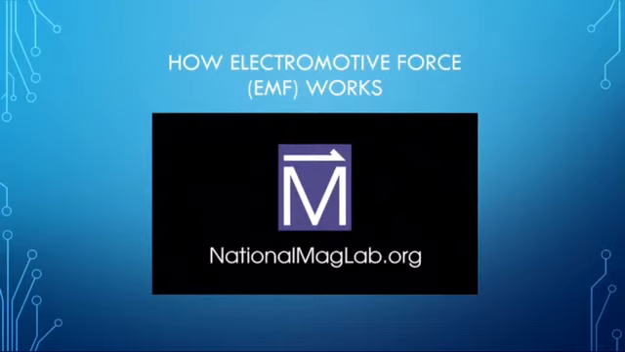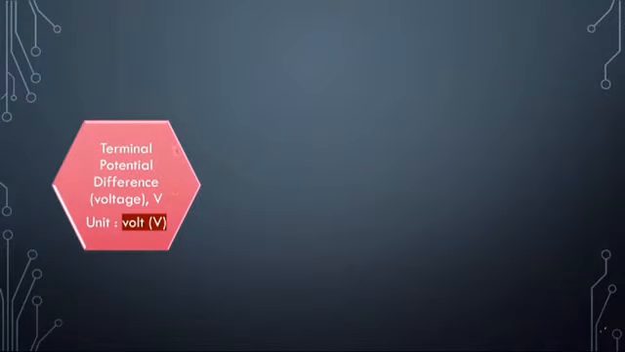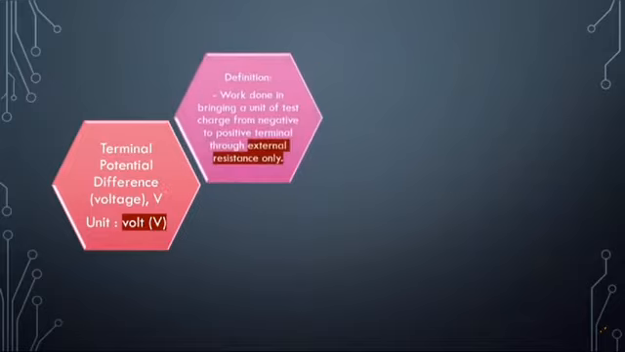Next, my group mate will explain about terminal potential difference and internal resistance. Hello everyone, today I would like to explain to you about terminal potential difference, or the other name is terminal voltage. The unit used for terminal voltage is volt. The definition of terminal voltage is the work done in bringing a unit of test charge from negative to positive terminal through external resistance only.